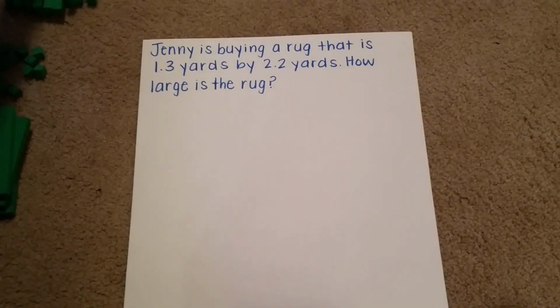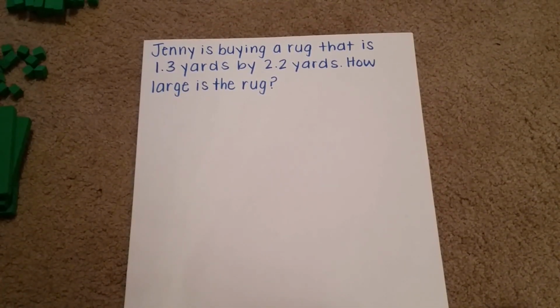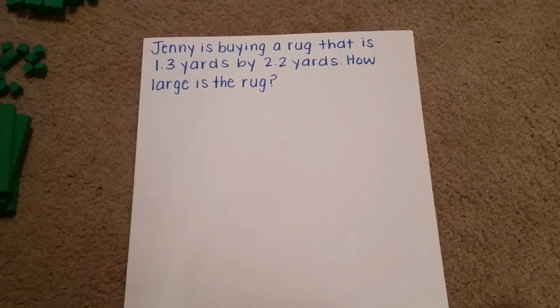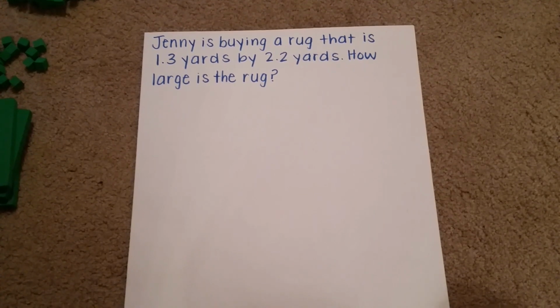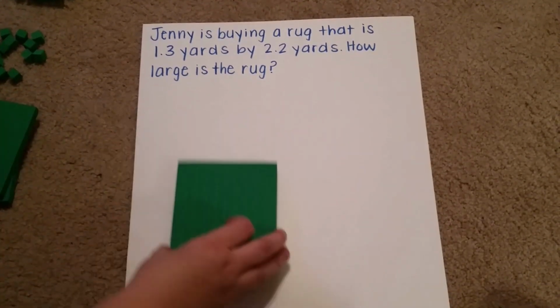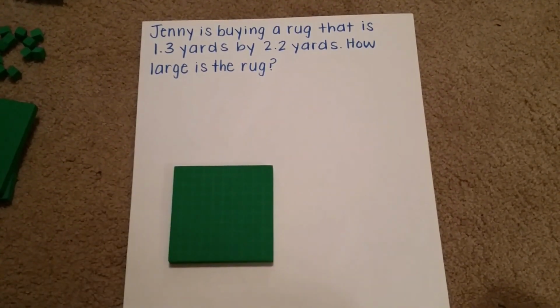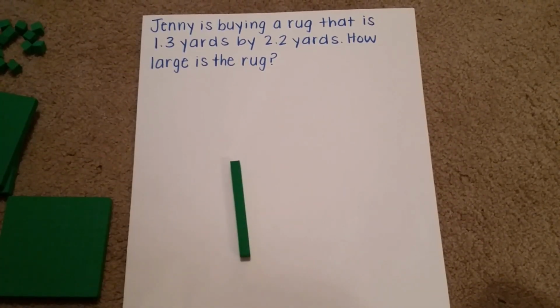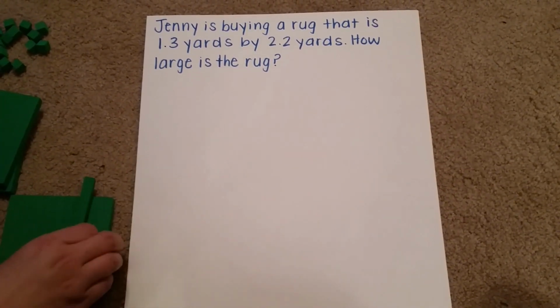Okay, here's the decimal example. Jenny is buying a rug that is 1 3/10 yards by 2 2/10 yards. How large is the rug? You'll want to make sure that students understand that the length of the side of the flat is what represents 1, and the length of the side of a rod is what represents 1/10.